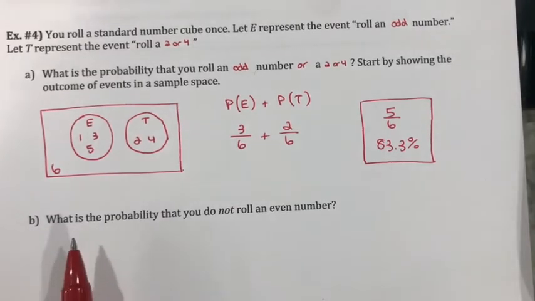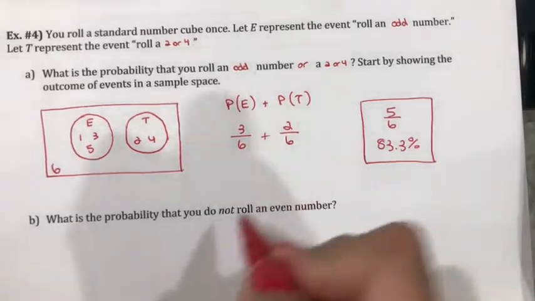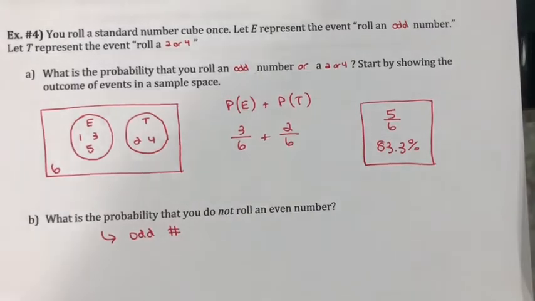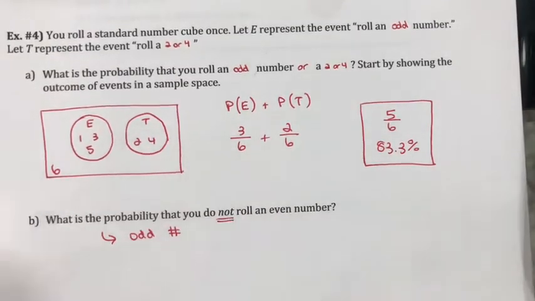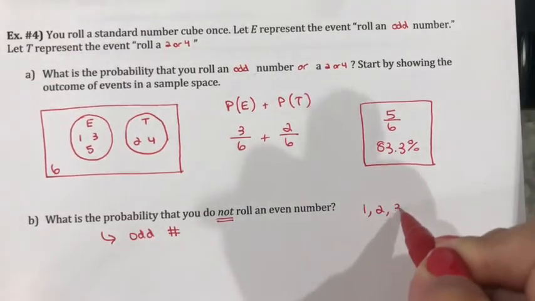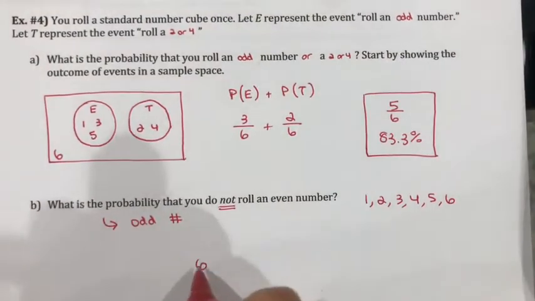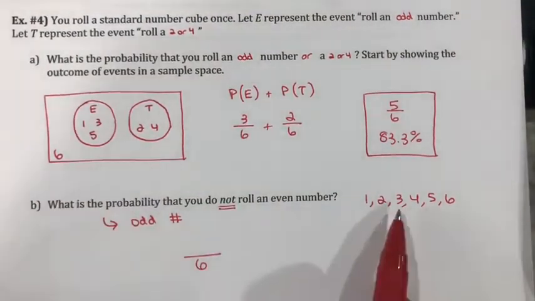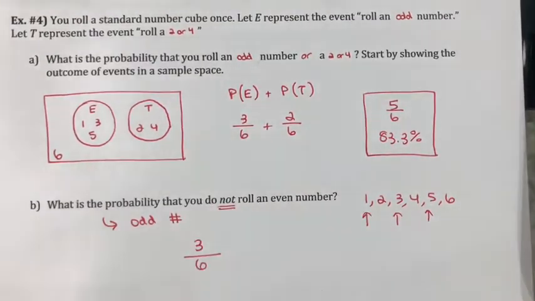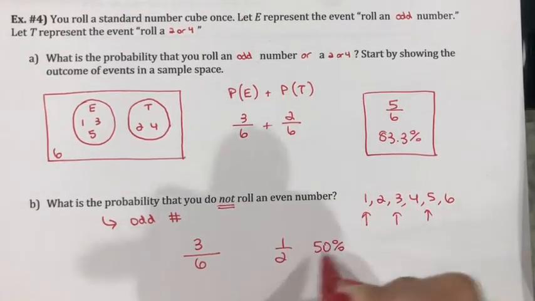Now, the next question says, what is the probability that you do not roll an even number? That means it has to be an odd number. If it's not even, then it has to be odd. Well, if we look at our sample space, remember we've got 1, 2, 3, 4, 5, 6. Total is 6 possibilities, and 3 of them are odd numbers. Now reducing that fraction gives me 1/2 or 50%.